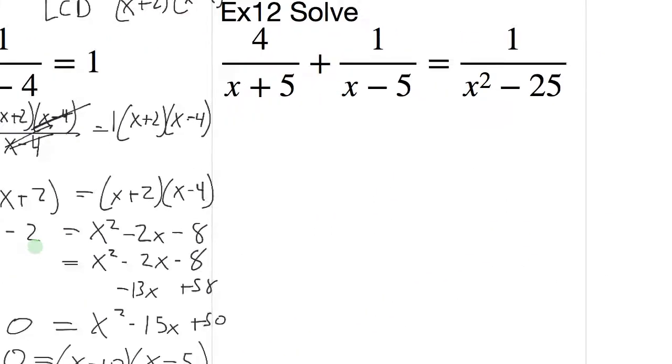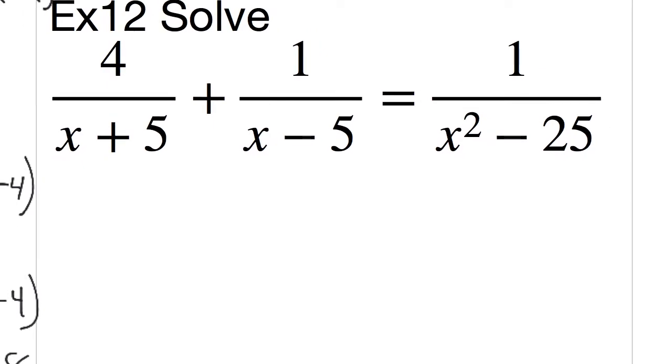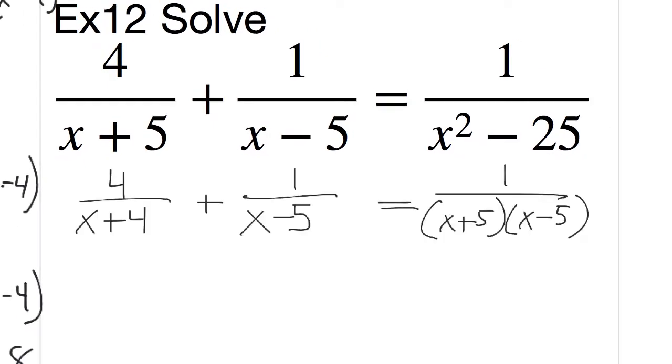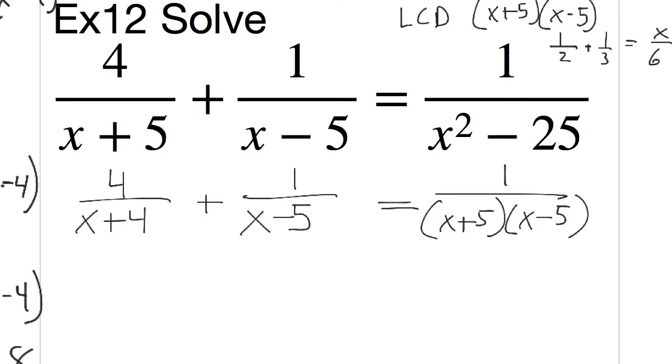In the next example, the very first thing to do would be to factor the equation. And once we factor the right-hand side, we see we've got a difference of squares that yields x plus 5 and x minus 5. Great. The least common denominator is going to be x plus 5 and x minus 5. How do I get that?